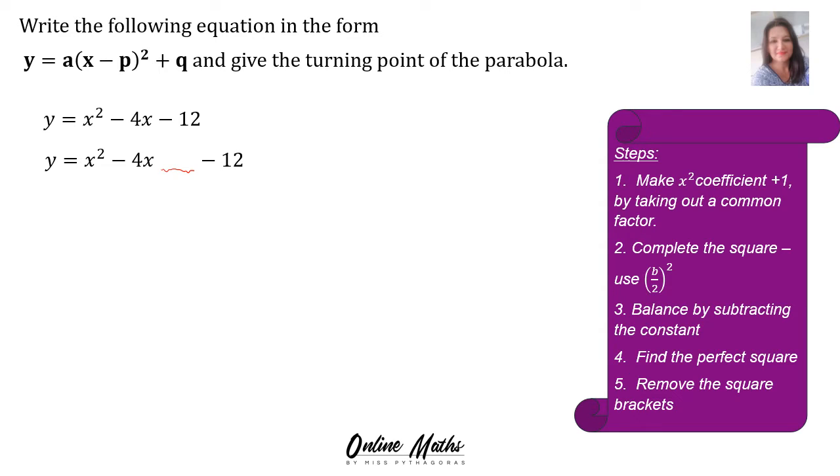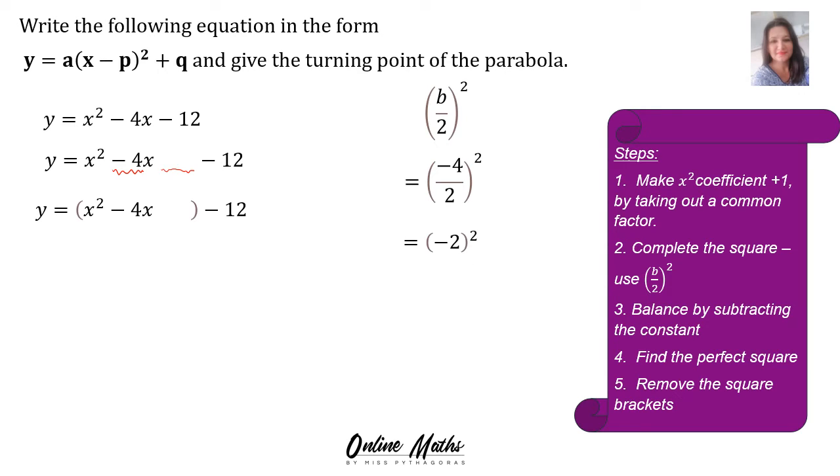Then step 2 is complete the square and use b over 2 squared. In other words, where do you find b? B's value is the coefficient of x, in other words, the number in front of x. In this case, it's minus 4 over 2 squared. And then that becomes negative 2 squared, which is plus 4.